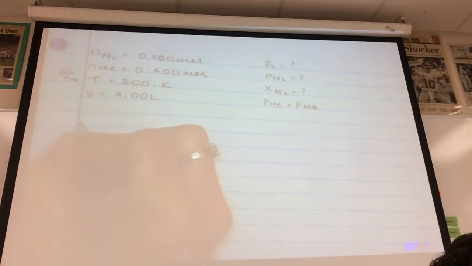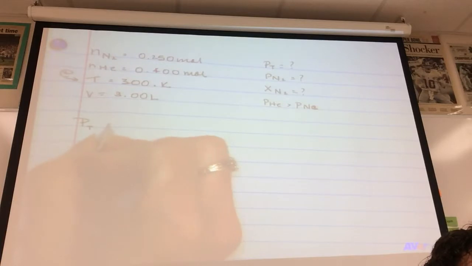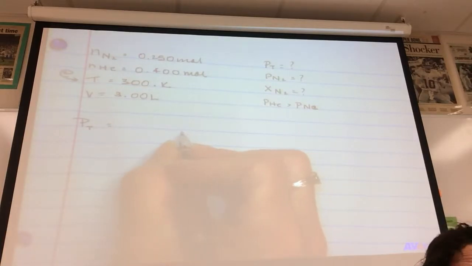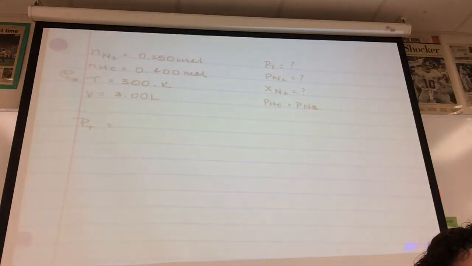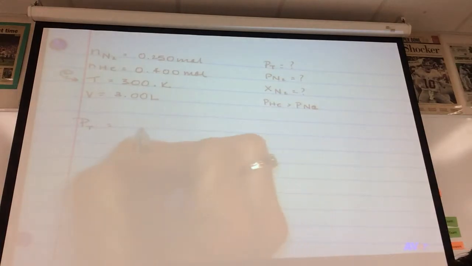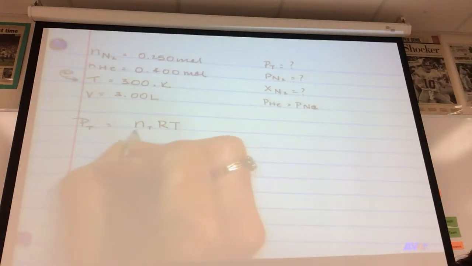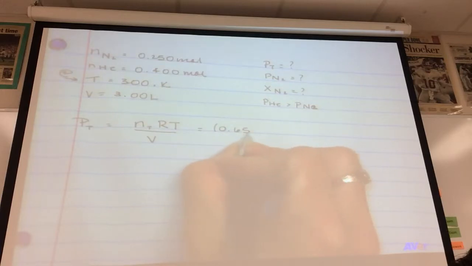How do we solve for total pressure? You could add the partial pressures. That's one way to do it. You don't have both partial pressures though, but you could get them. Add up the number of moles. That's what I think I would do. I would do total moles RT over V. So what's the total moles? 0.65. You got it. Just add the two together.